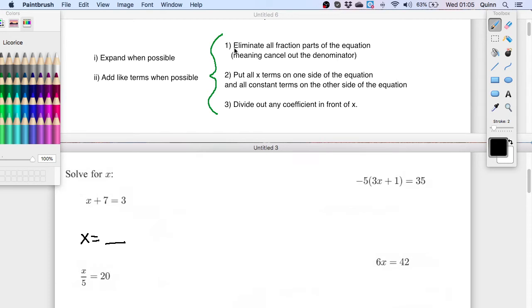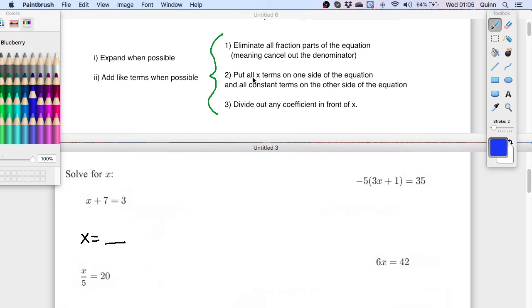First of all, number one, whenever I get a linear equation, I eliminate all fraction parts of the equation. Okay, meaning we want to get rid of anything where there's something in the denominator. We want to cancel out anything in the denominator. So if you look at this example here, we don't use rule 1 because there's nothing in the denominator here underneath this one or underneath this one here. So sometimes you won't use these rules, okay? So rule number 1 for this simple equation we don't use.